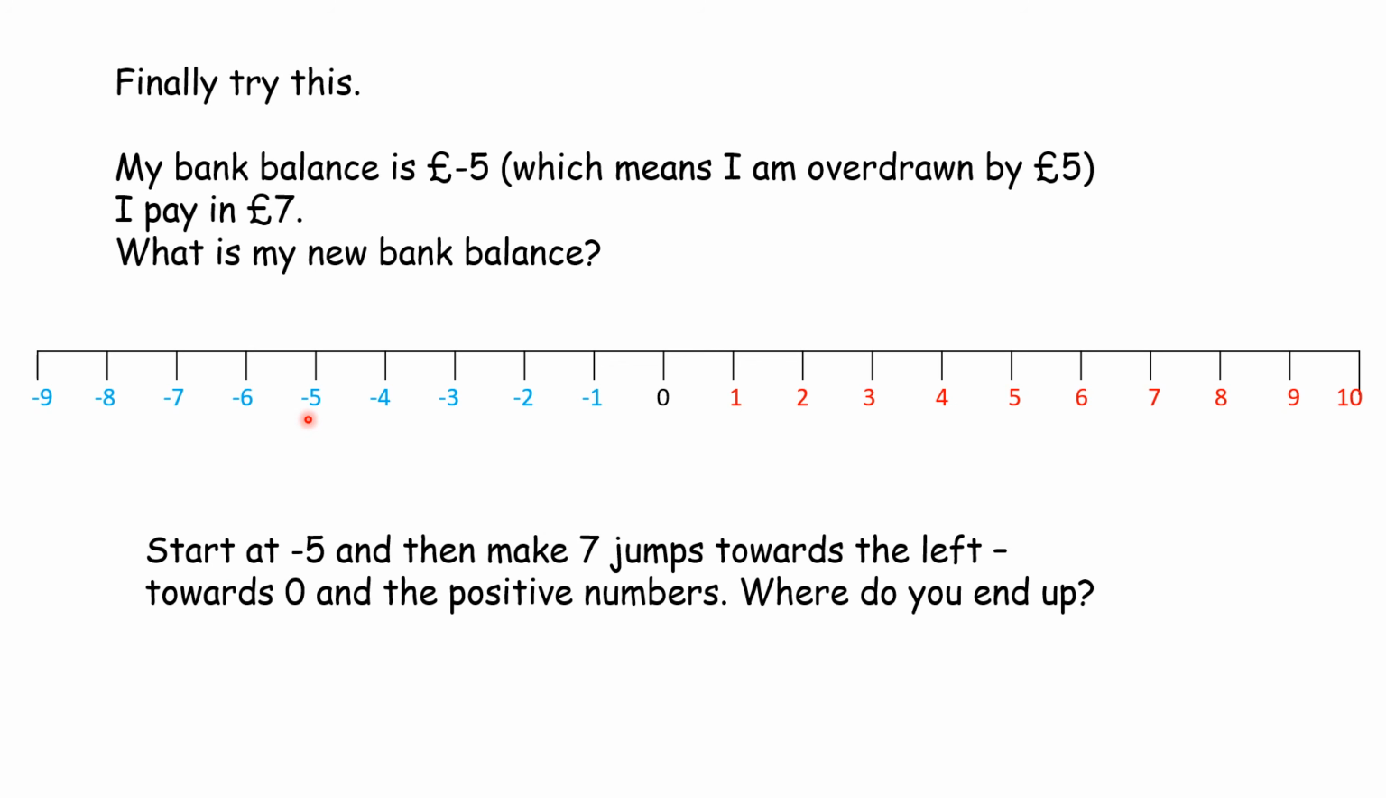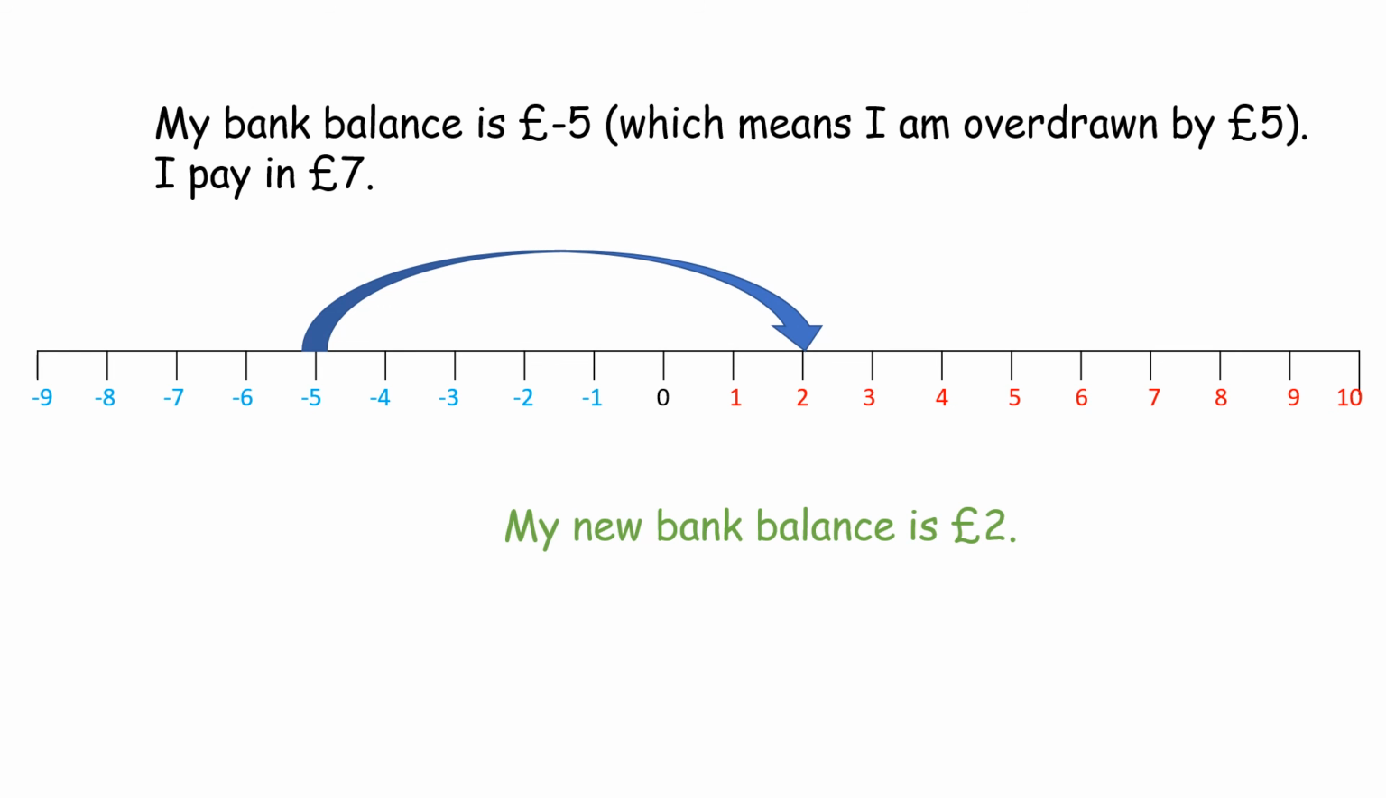So here I start at the -5 and I'm going to start making my jumps. So here we are, 1, 2, 3, 4, 5, 6, 7. And it means my new bank balance is £2. I've paid off the amount I was overdrawn by, which was the £5, and that got me to 0. And then there were 2 extra pounds, so now I have those £2 in my bank balance.